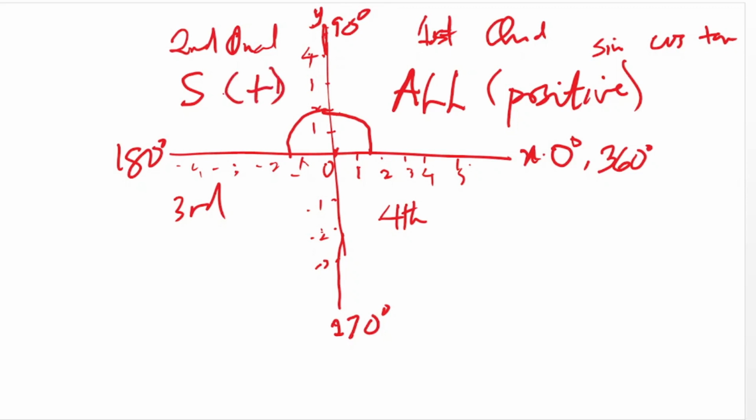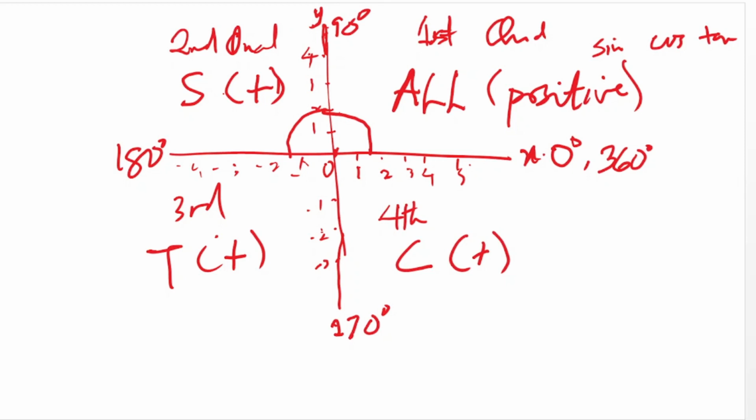That is, cosine will be negative and tangent will be negative. In the third quadrant, only tan is positive, while the rest are negative. While in the fourth quadrant, only cos is positive, while the others are negative. I hope that is very clear to you.